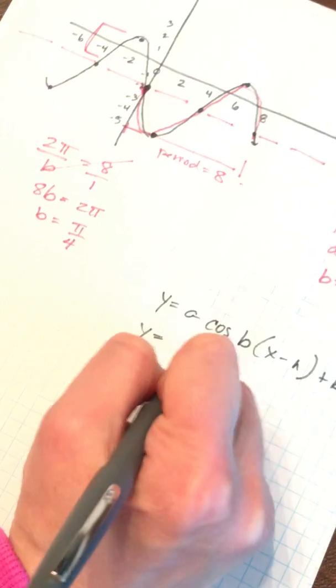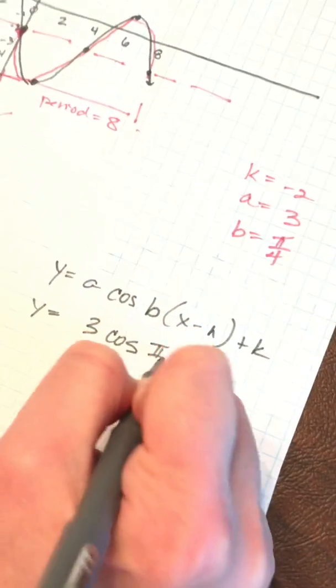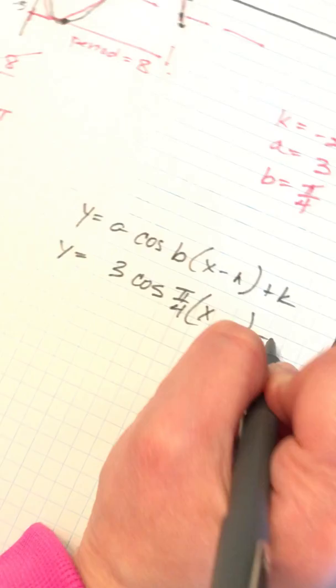I'm going to plug in my a value. I'm going to plug in my b value. And I'm going to plug in my k value.